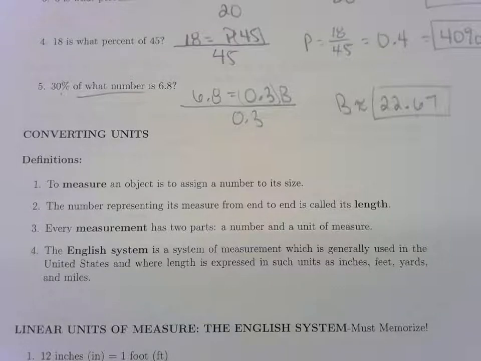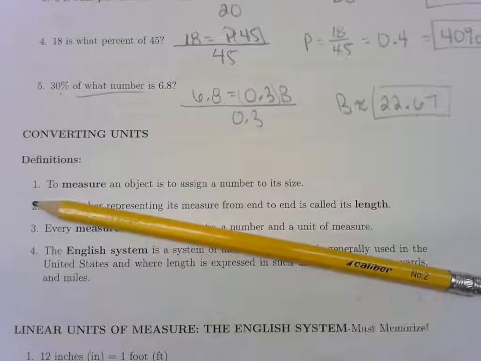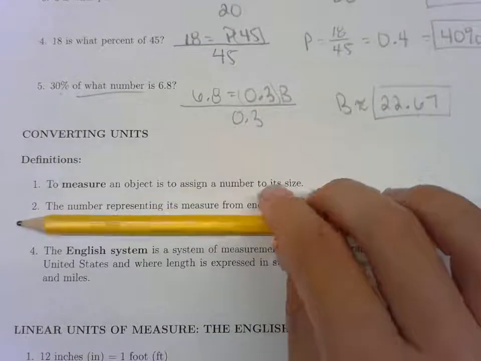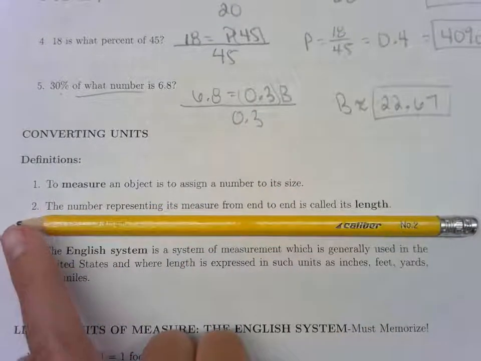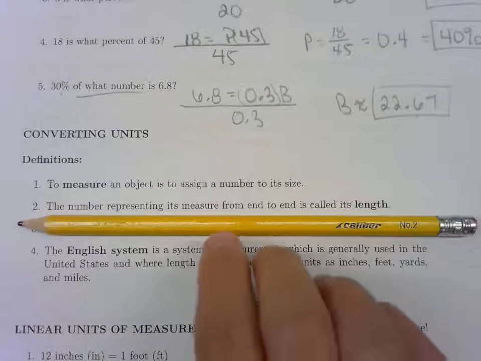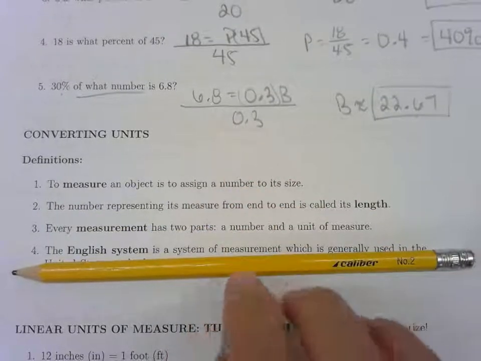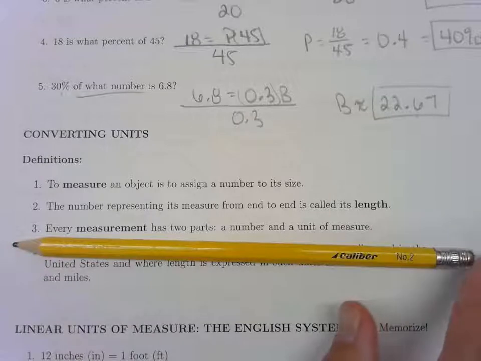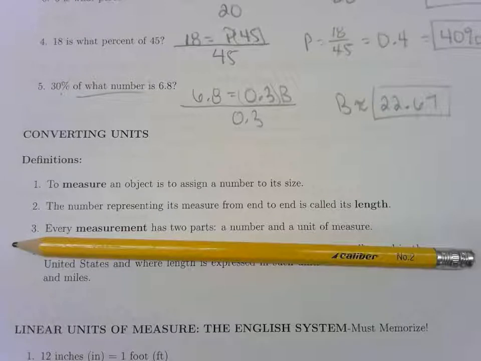Number three, every measurement has two parts, a number and a unit of measure. So if we were measuring this pencil, we're assigning a number to its size. We would measure from end to end, that would be its length, and we need two parts. We need a number and a unit. So from here to here, we could say it was maybe 8 inches. I'm not actually measuring it. So 8 would be the number, inches would be the unit of measure. We could also do centimeters. So from end to end, it would be a different number and a different unit of measure.